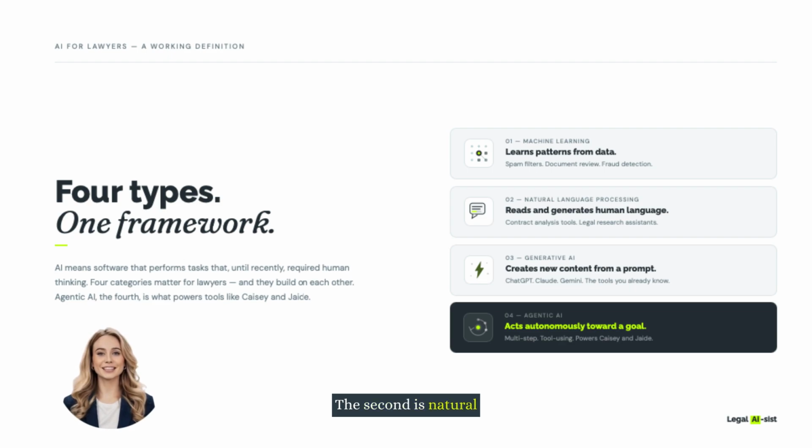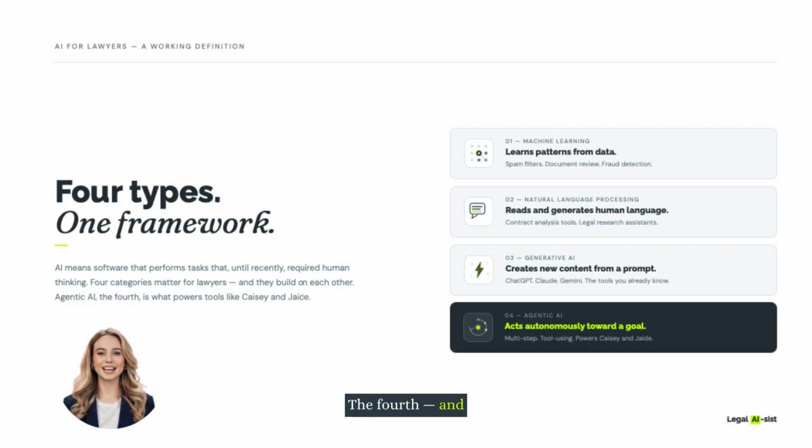The second is natural language processing. This is software that reads and generates human language. For example, contract analysis tools, legal research assistants, and really anything that processes or produces text. The third is generative AI. This is software that creates new content from a prompt. Models like ChatGPT, Claude, and Google Gemini are generative AI. These are tools you have already heard of, and if you haven't, you should get on them quickly.